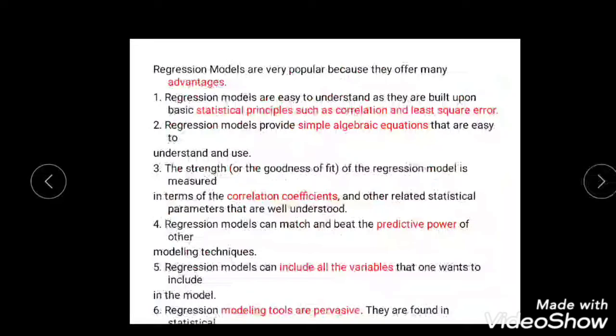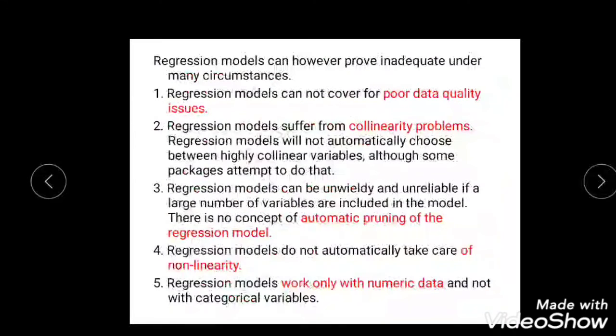The strength and goodness of regression models are measured in terms of correlation coefficients, and regression models can match and beat the predictive power of other modeling techniques, since the predictive accuracy is a little bit good, but when compared to AI and ML, the prediction accuracy is higher in AI and ML. Regression models can include all the variables that one wants to include in the model. Regression tools are more pervasive as a group. You can get them as packages in many languages and tools.